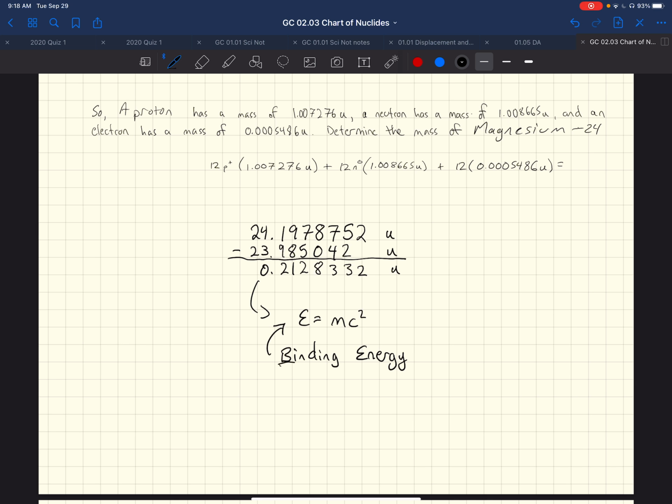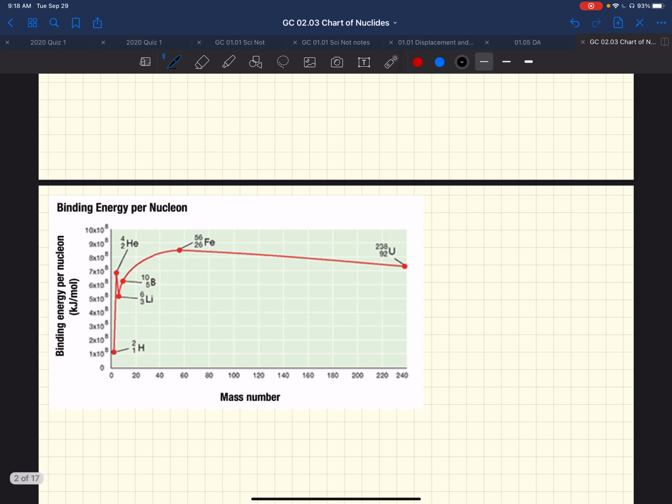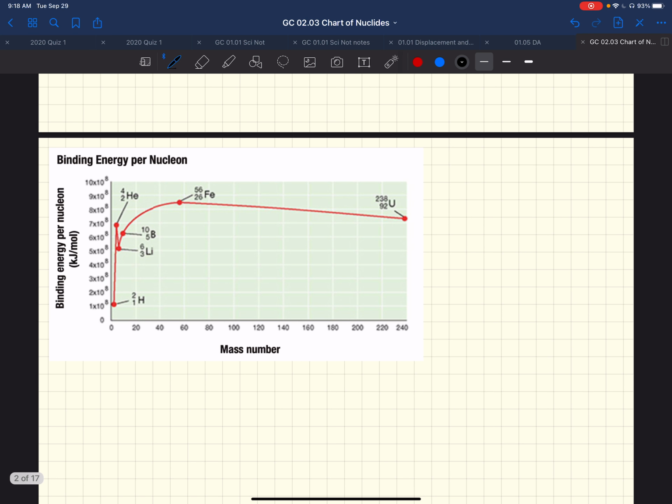So I can also take this binding energy and divide it by the number of protons and neutrons in the nucleus, and I get a kind of stability per nucleon. Okay, stability per proton and neutron. And like we like to do, I can take that binding energy per nucleon and graph it versus the mass number. And when I do that, I get this table. Okay, now let's talk about what this means.